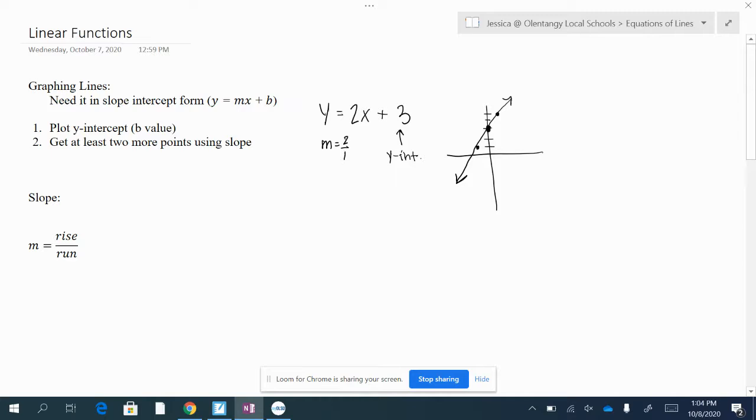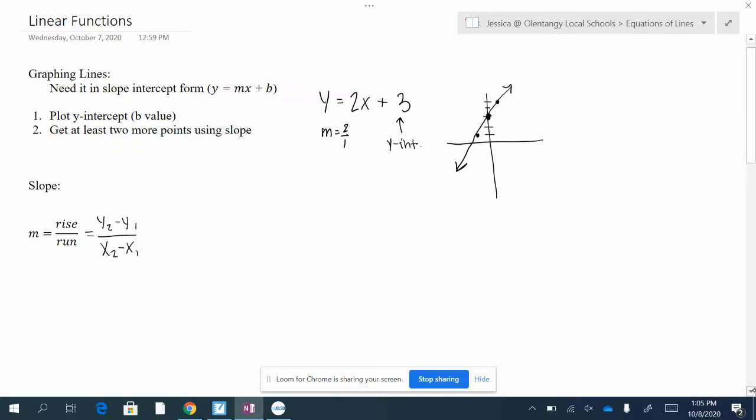So slope, we use m for slope, and that's rise over run, which is the same thing if we take our y values and subtract them, so y2 minus y1 over x2 minus x1 there.